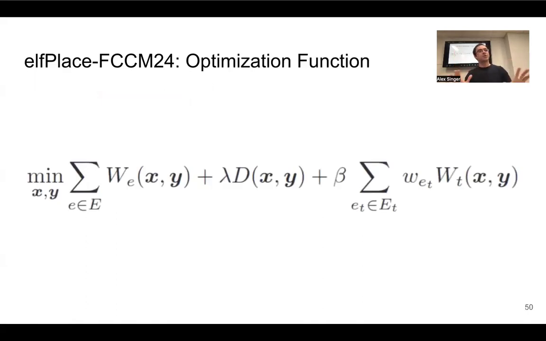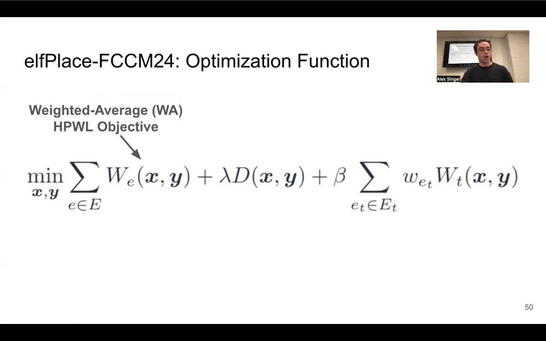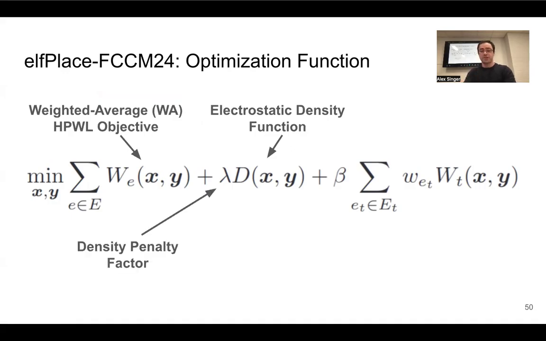So here is our optimization function for elfPlace's FCCM 2024 paper. We recognize our weighted average HPWL objective. It's never going anywhere. We have our electrostatic density function from before, ePlace. We have our density penalty factor, and now we have the new things on the right. And that still has the linear and quadratic terms. Yes, everything's exactly the same as elfPlace. But now we have this new thing.